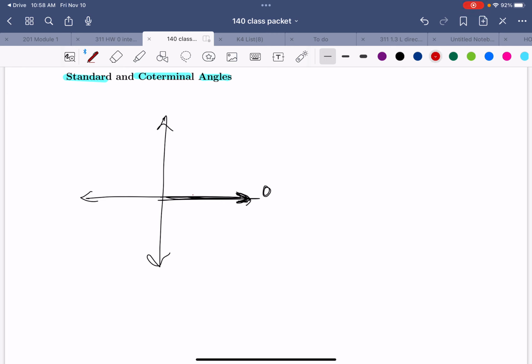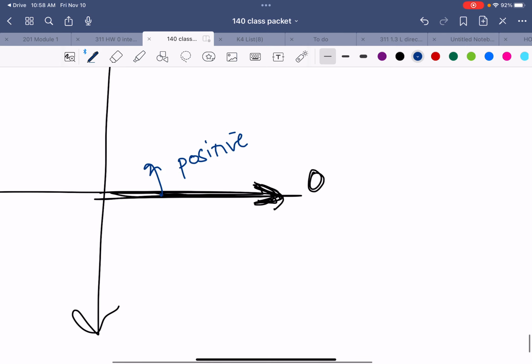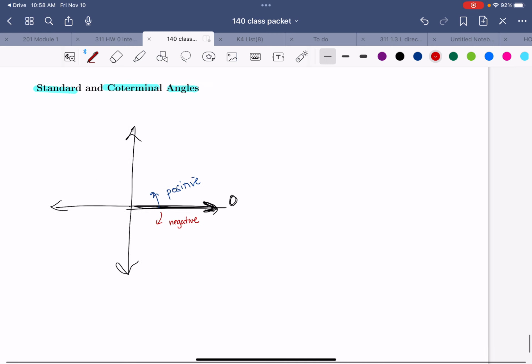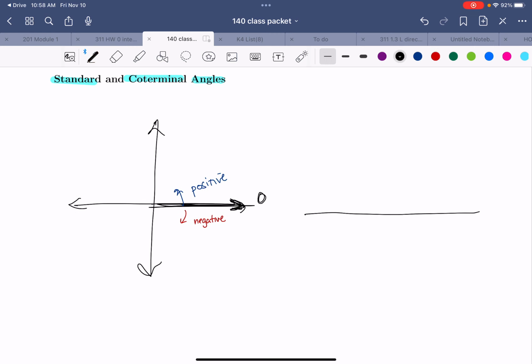So if I go this direction, I'm measuring positive angles. If I go in this direction, and let me change the color on that because red typically denotes negative, so let's pick blue. So if we're going this way, this is positive, and if we go this way, we're going negative. So what we call a standard angle is any angle that is positive, that is between 0 and 360. So this is 0, this is 90, this is 180, this is 270, and this is back all the way around at 360 degrees.